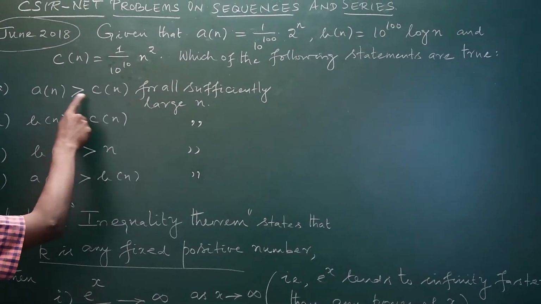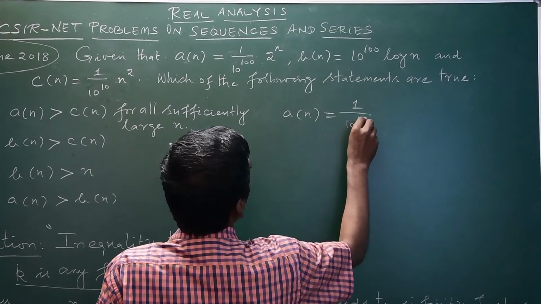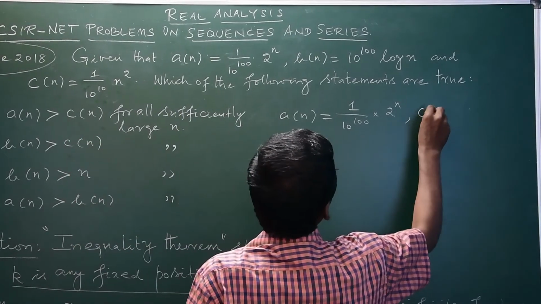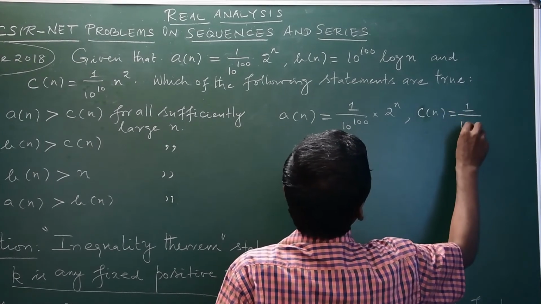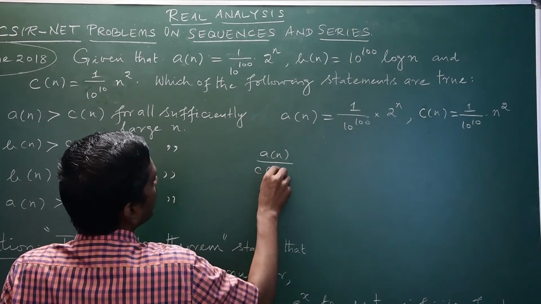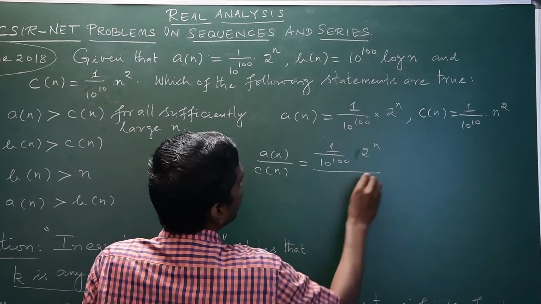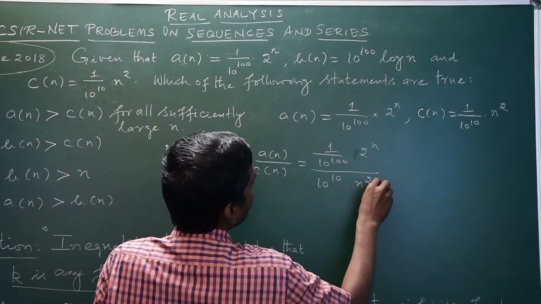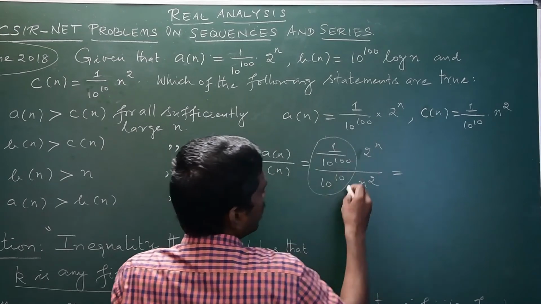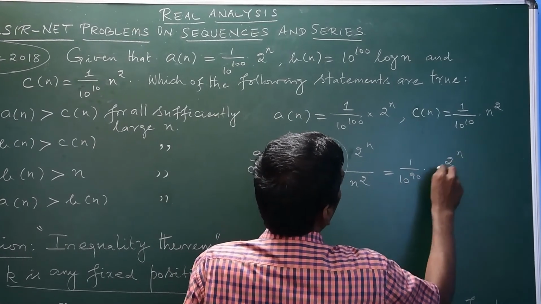Look at option A: a_n is greater than c_n. What is a_n? a_n is 1 over 10 to the power 100 times 2 to the power n, and c_n is given to be 1 over 10 to the power 10 times n square. So now we will find a_n over c_n. This is 1 over 10 to the power 100 times 2 power n by 10 to the power 10 times n square. Let us forget about the constants. When you simplify this, you will get 1 over 10 to the power 90 times 2 to the power n by n square.